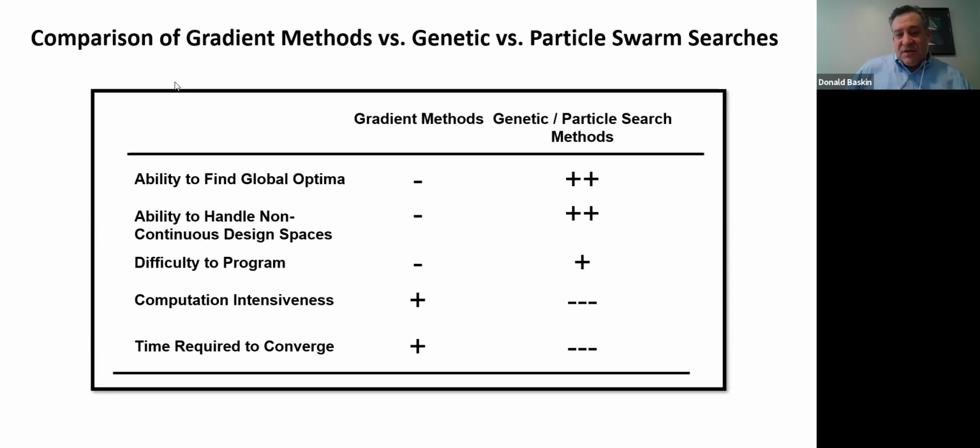So there are pluses and minuses to each of these. The genetic search methods and the particle swarm methods are very good at, like I said, finding the absolute optimum minimum within a design space, but they're very computer intensive. They take a lot of time to converge. So depending on how exact an answer you need, you might use one method over another.